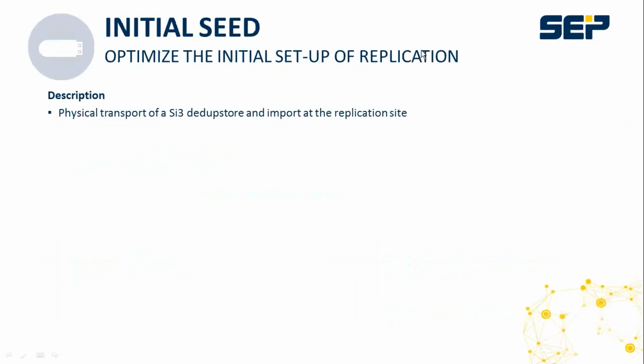So then let's talk about initial seed. Why do you need initial seed? Initial seed is a mechanism with which you can physically transport data from one location to another location and import this data at the new location. And you need this if you set up a replication, because then you might have a local Si3 DedupStore somewhere in a branch office maybe.